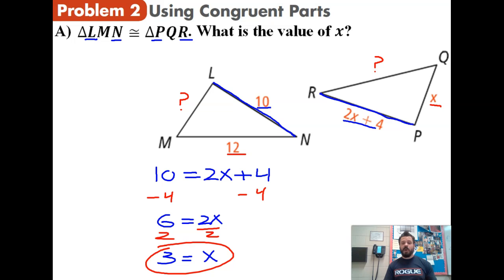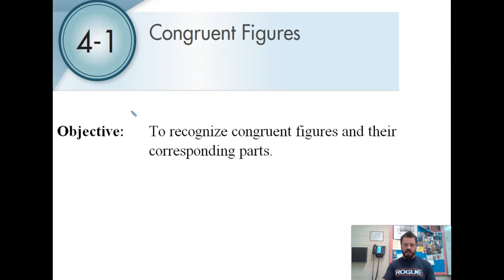Okay, so there's how we can use congruent figures to do some solving for side lengths, or we can do angles, which we'll see in the next one. Okay, problem B is pretty similar. Why don't you take a minute, pause the video, work through part B in the note guide, and then you can hit play to get an explanation and check your answer.